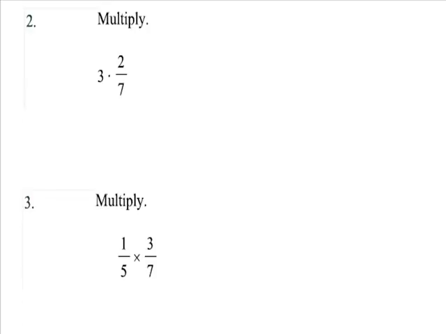Let's look at number 2. We're going to rewrite the 3 as 3 over 1 times 2 over 7. We always have to have tops and bottoms on both fractions. 3 times 2 is 6. 1 times 7 is 7. And we are done. We've multiplied.